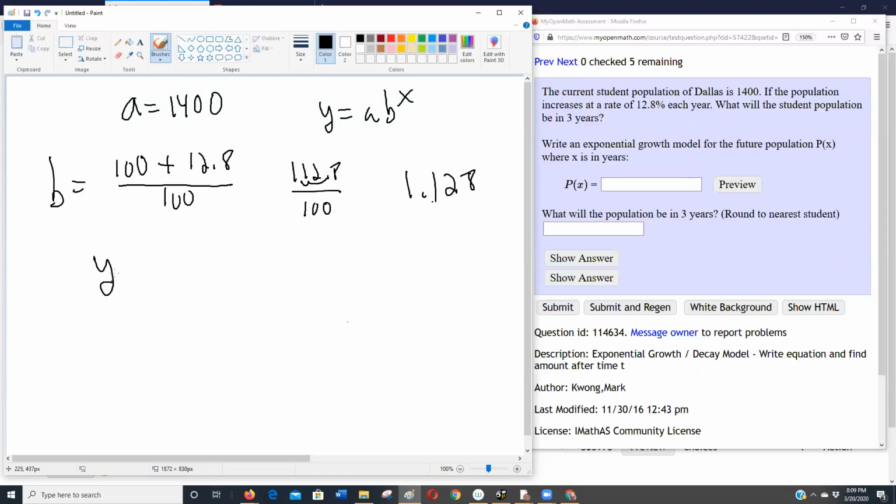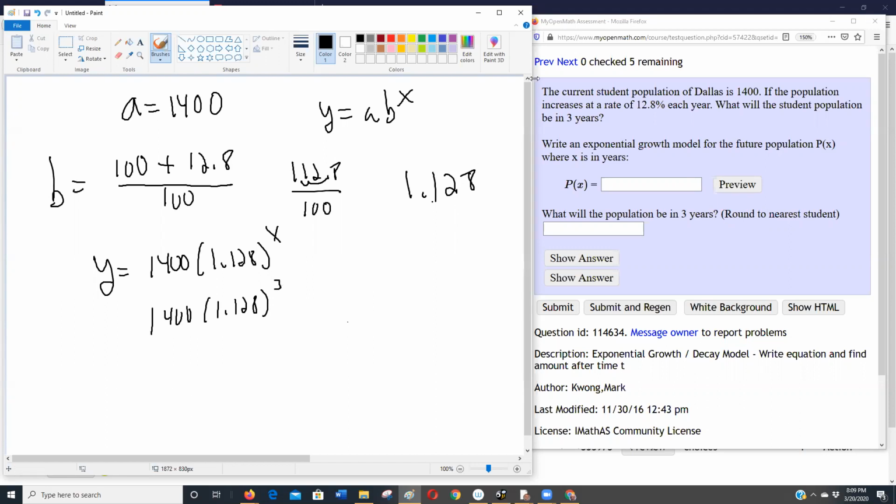So we know y equals 1400 times 1.128 to the x power. And then they're going to tell me what's the population going to be in 3 years. Well, because the unit is a year, we don't have to do anything fancy. All we have to do is go 1400 times 1.128 raised to the third power. And we'll get that answer and we'll type it in.